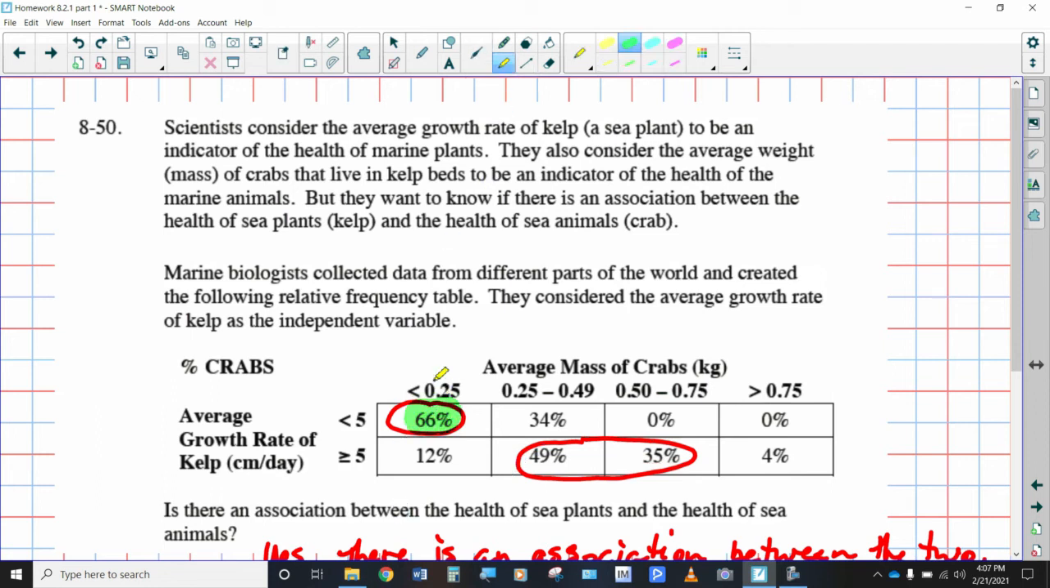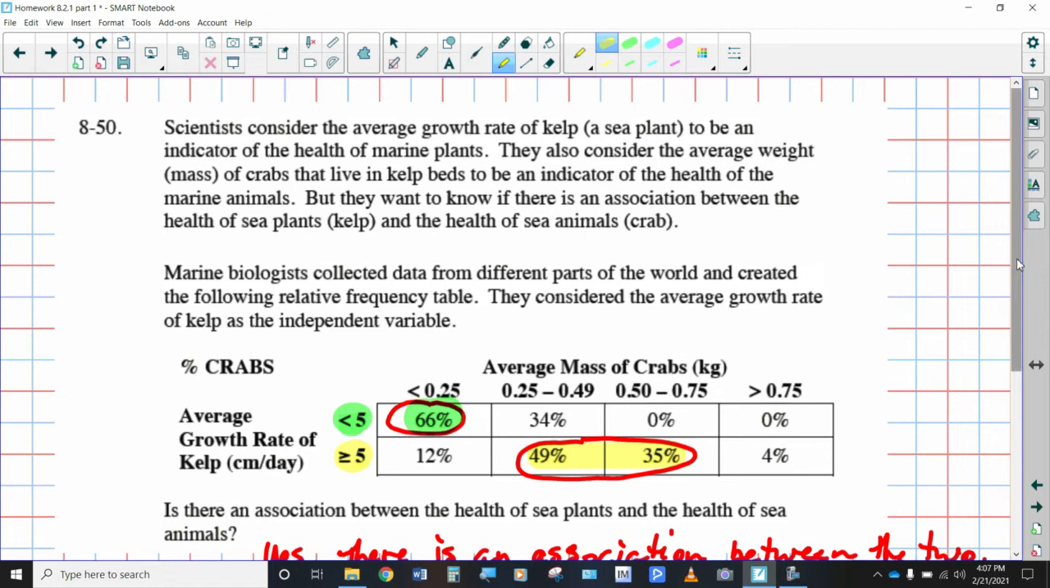Most of the sea crabs are 25% or 1/4 of a kilogram or less when the sea kelp is not as healthy. And it looks like that 84% of the sea crabs are between 1/4 and 3/4 of a kilogram in weight when the sea kelp is healthier and growing at a healthier rate.